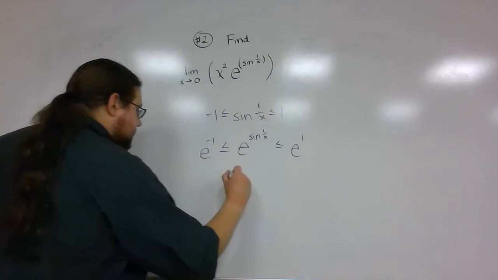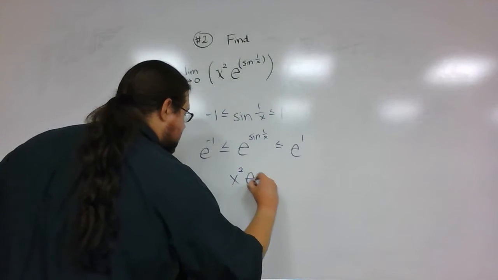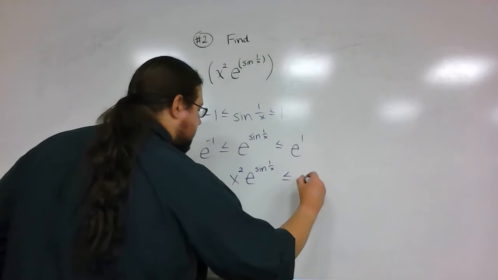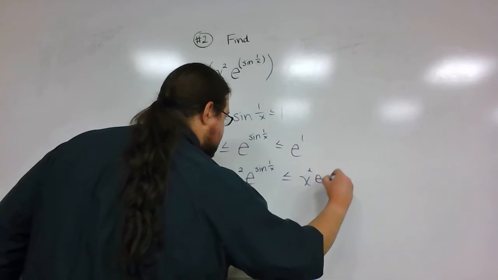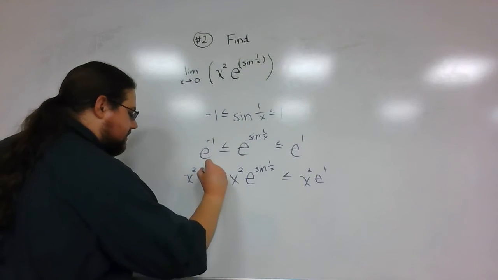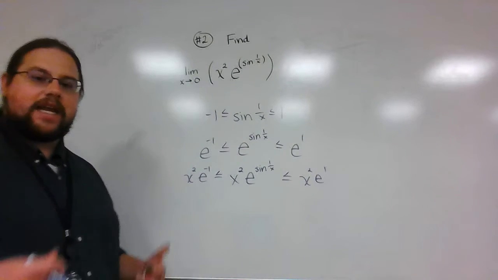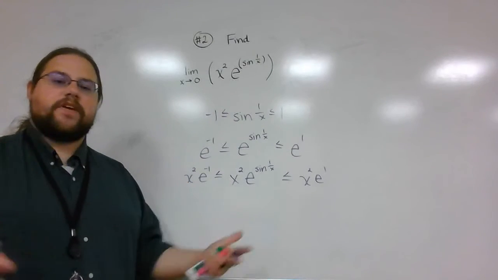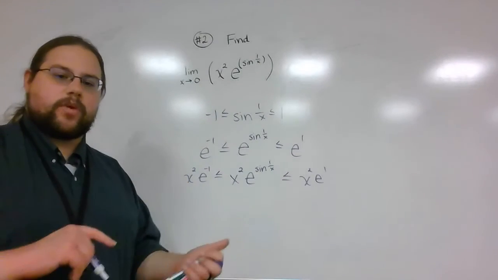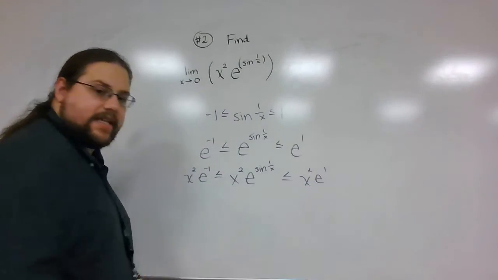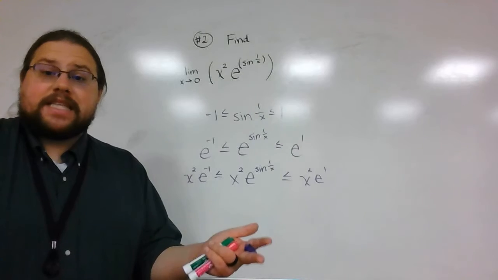So that's what I'm going to do. I'm going to take x squared times e to the sine of 1 over x, and I'm going to smush it between x squared times e to the first and x squared times e to the -1. Now let me repeat again. e is just a number. It's just a coefficient now. So here's what I'm going to do. I'm going to try to evaluate the limit of these two things as they go to 0, and hopefully I get the same answer.